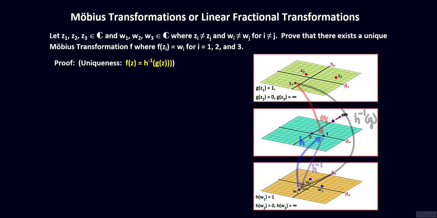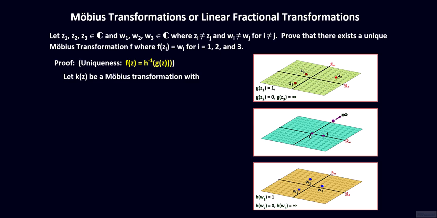To prove that f is unique, we suppose that another Möbius transformation K exists that does what f does with z sub 1, z sub 2, and z sub 3. That is, K of z sub 1 equals w sub 1, K of z sub 2 equals w sub 2, and K of z sub 3 equals w sub 3. The existence of the second transformation K is conceivable at the moment because we could have arrived at the existence of f by using a different approach, or by simply using a set of v sub i's different from 1, 0, and infinity.